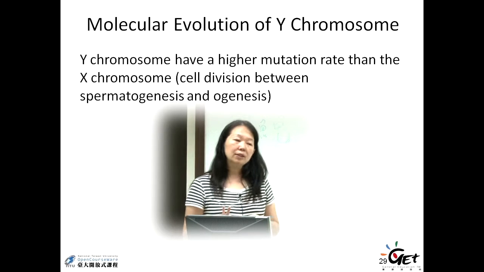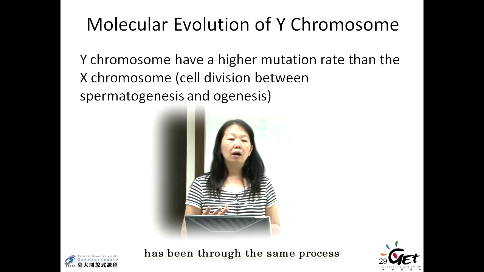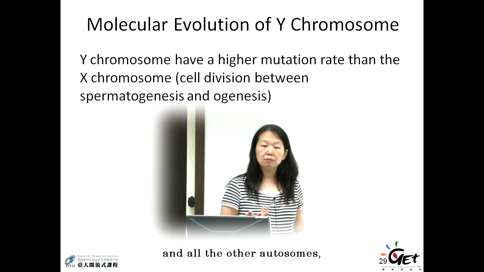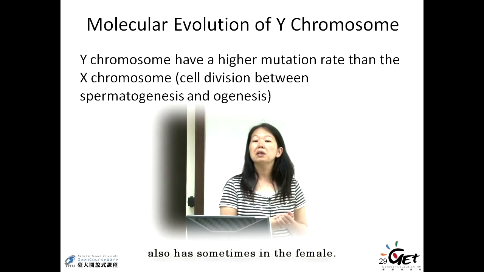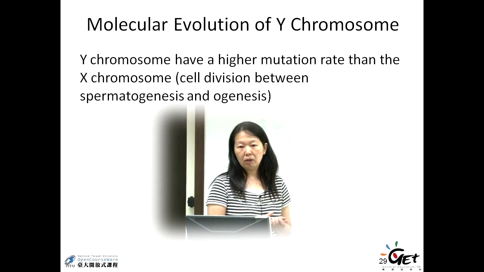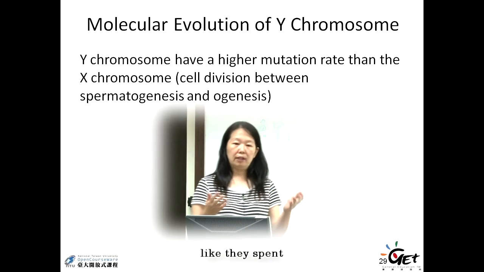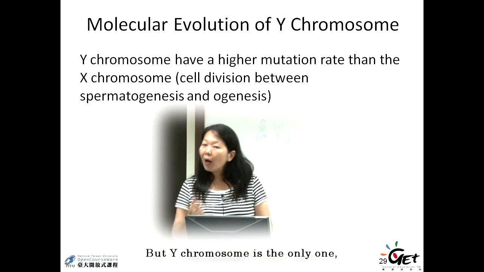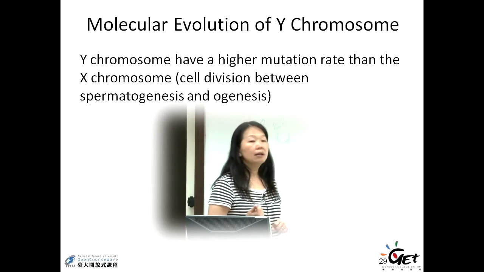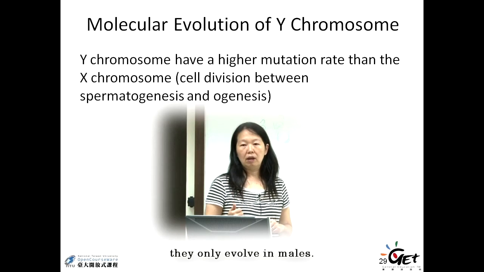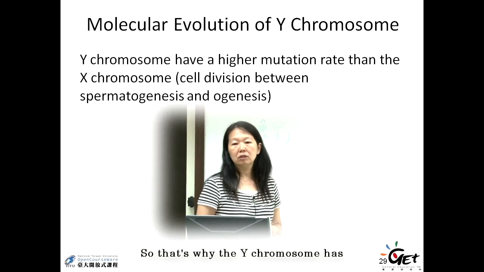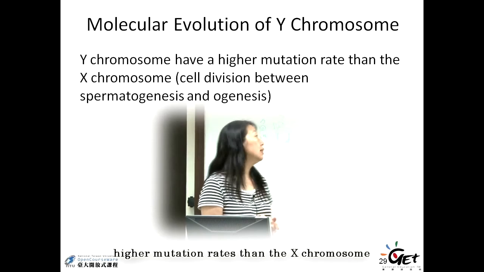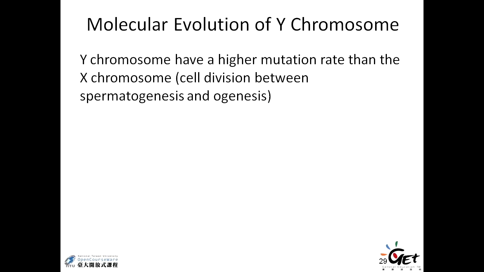The X chromosome has been through the same process, but think about the X chromosome and all the other autosomes, they also spend some time in the female. So it seems equal, like they spend some time in the female and also in the male. But the Y chromosome is the only one that only evolves in the male. So that's why the Y chromosome has a higher mutation rate than the X chromosome.